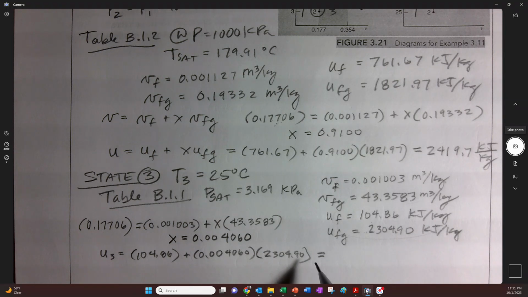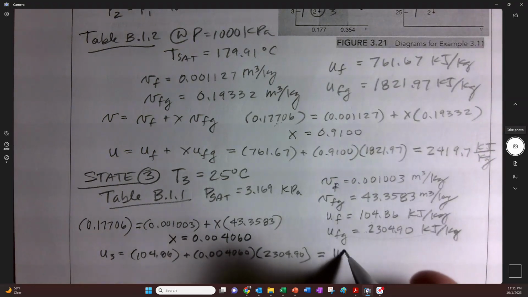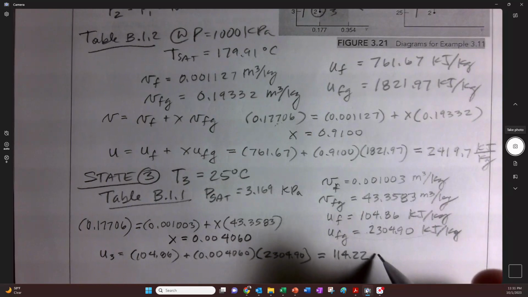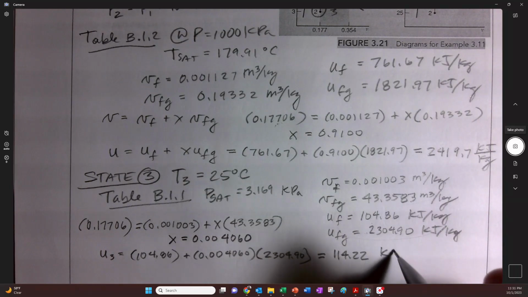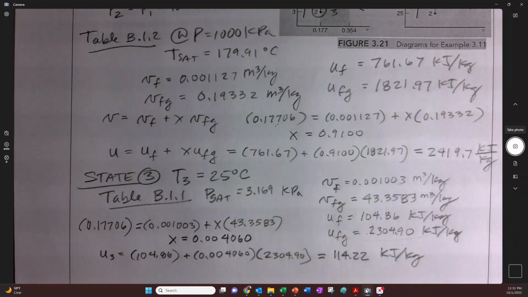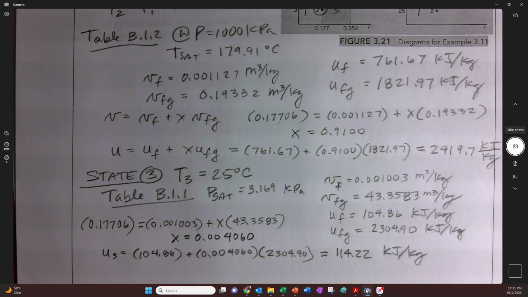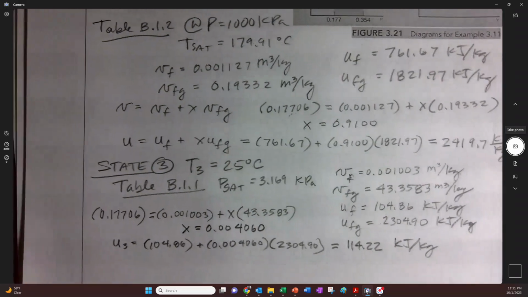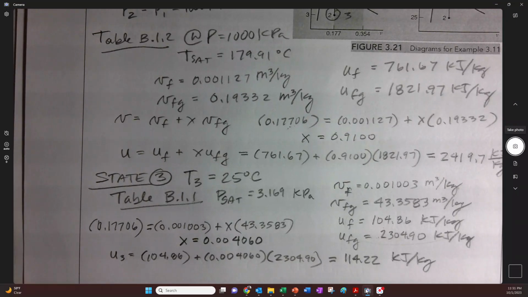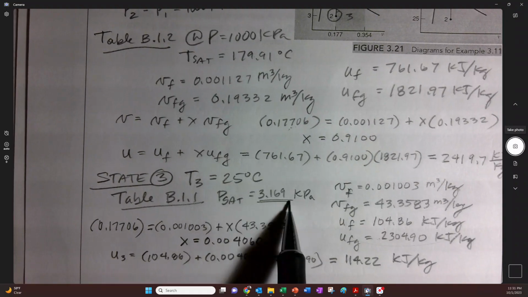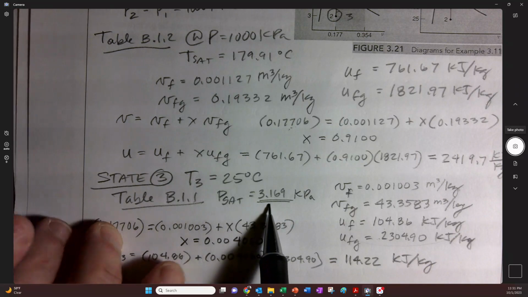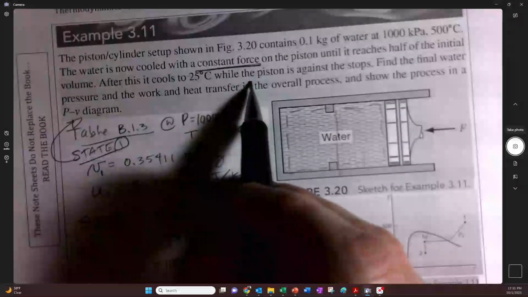Looks like 114.22 kilojoules per kilogram. All right, so we're getting really close to finishing up here. We did find what this right here is, actually the answer to this first part right here.